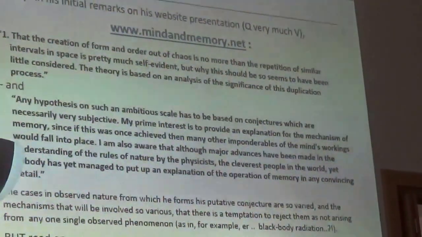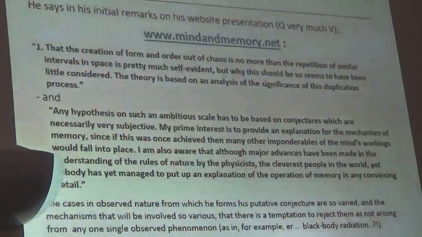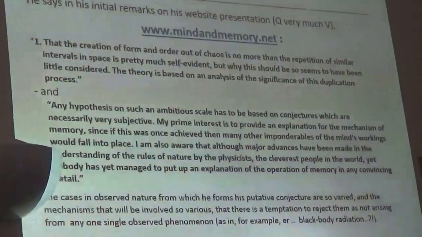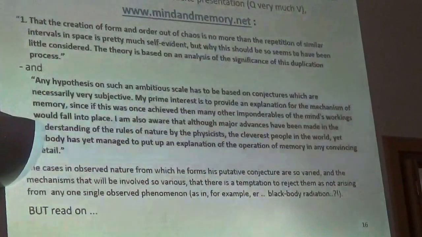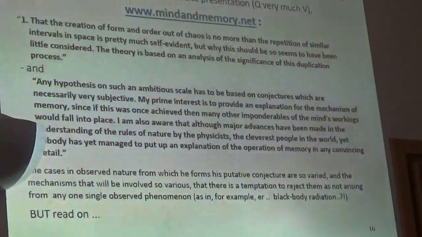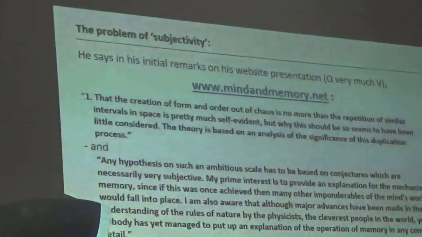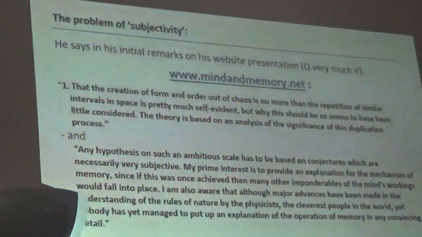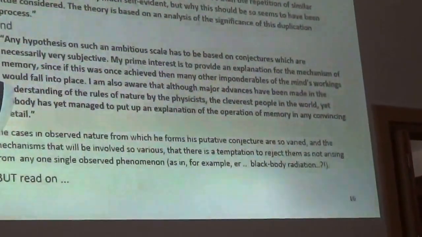Any hypothesis on such an ambitious scale has to be based on conjectures, which are necessarily subjective. In other words, the first time anybody's ever looking at it, you start with a conjecture. My prime interest is to provide an explanation for the mechanism of memory, since if I could achieve that, then a lot of other things fall into place. I'm also aware that although major advances have been made in understanding the rules of nature by the physicists, the cleverest people in the world, yet nobody has yet managed to put up an explanation of the operation of memory in any convincing form, in detail.